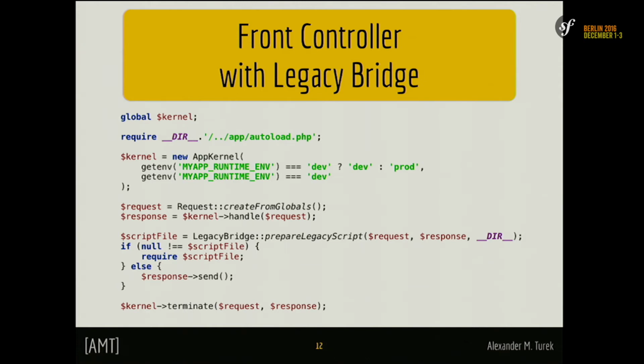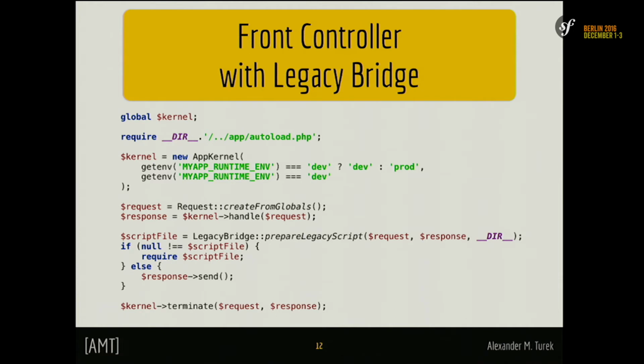I take the request and then I try to serve it with a typical Symfony kernel. And after that, I have something called a legacy bridge, which is very specific to your application. And this legacy bridge decides if the response coming from your Symfony application should be served directly, or if I should instead call some legacy script. And then in case a script is returned, I simply require that script. Otherwise, I send the response. Why do I have to do this requiring in the front controller?